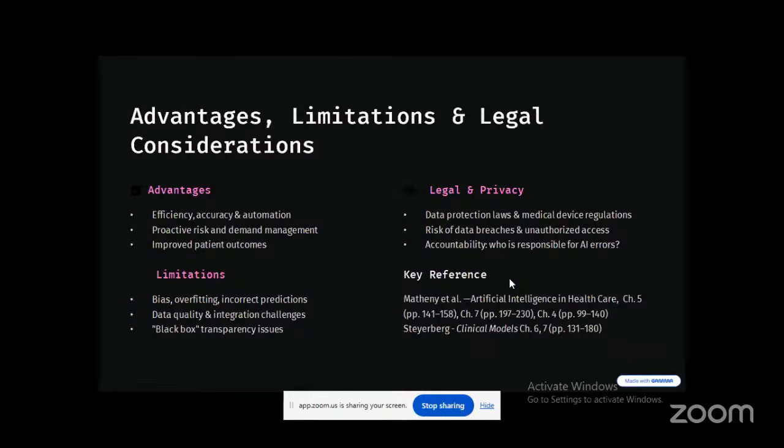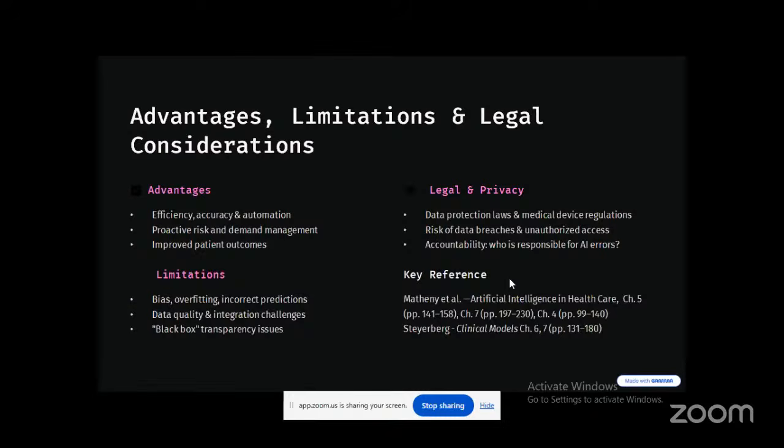The advantages include that it is going to provide efficacy of the product for whoever is using it, and accuracy and automation. Proactive risk and demand management can be done and improves patient outcomes, so that regular checkups or regular medication can be done with the patients who adopt these artificial intelligence mobile apps, like they're giving their regular data in a particular hospital.